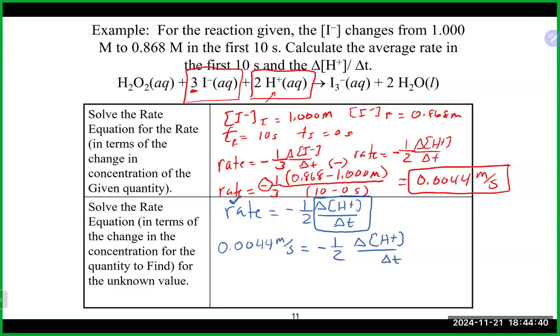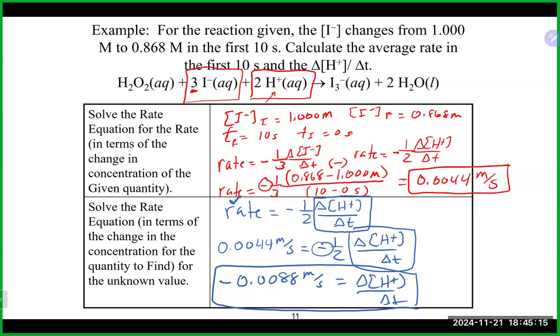We need to actually multiply, since we're looking to solve for this, the 2 to the other side, but not just the 2. We also have to take the negative as well. So we have to multiply basically negative 2 to the other side. And if we do that, that's going to get us there. A negative 0.0088 molar per second is equal to the change in the concentration of H plus over the change in time.